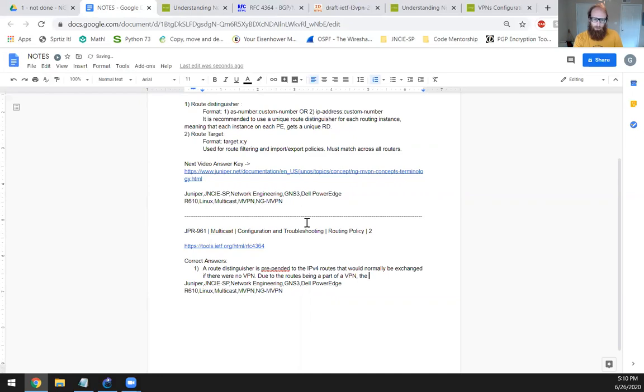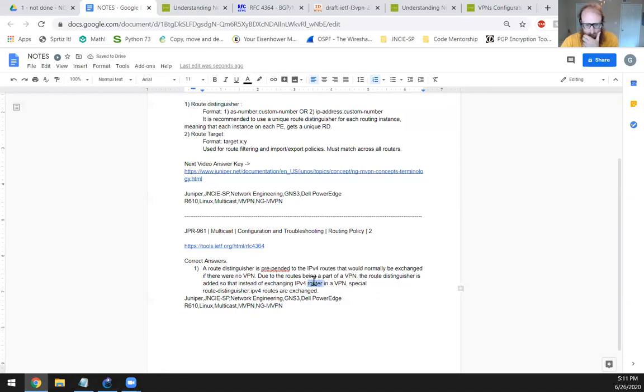The route distinguisher is added so that instead of exchanging IPv4 routes in a VPN, route distinguisher IPv4 routes are exchanged. And I want to have the word special.